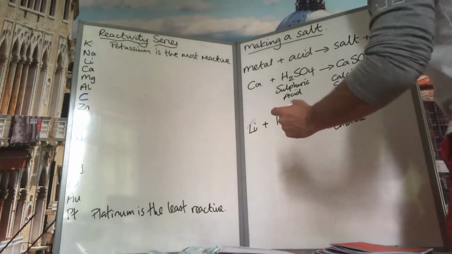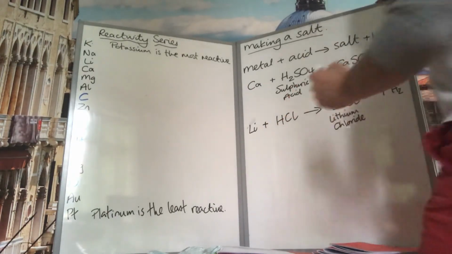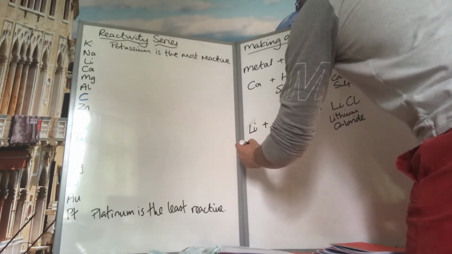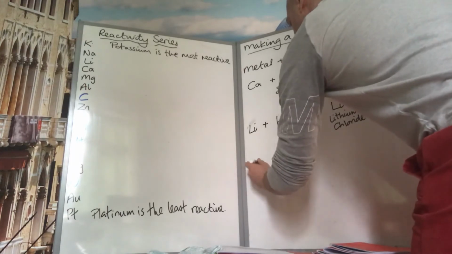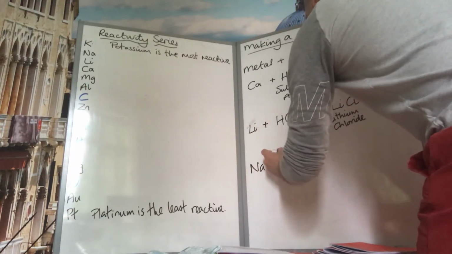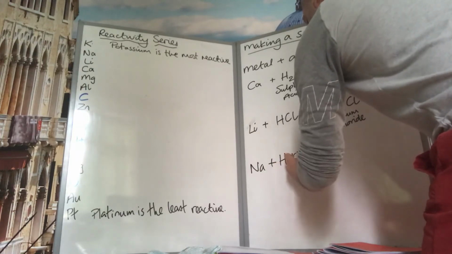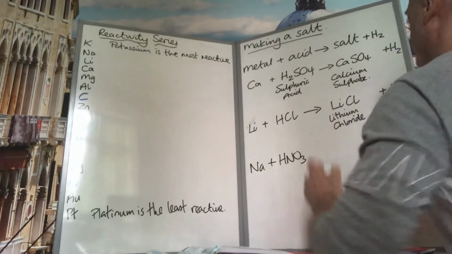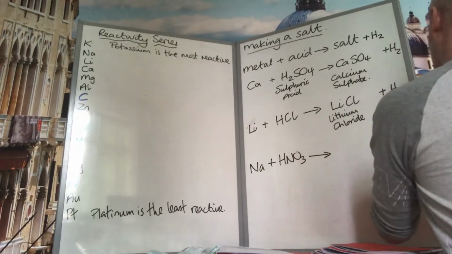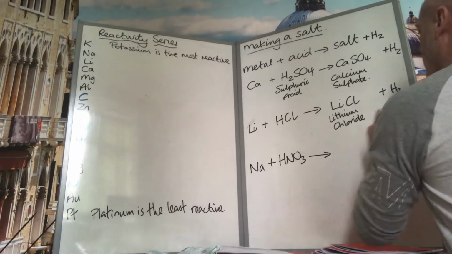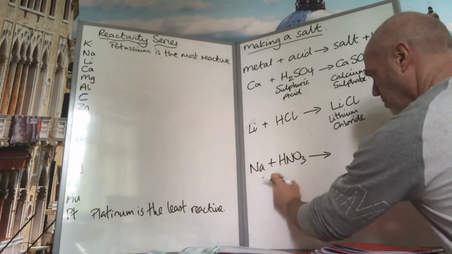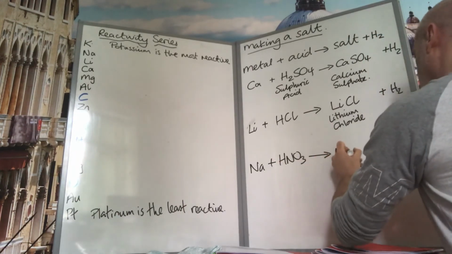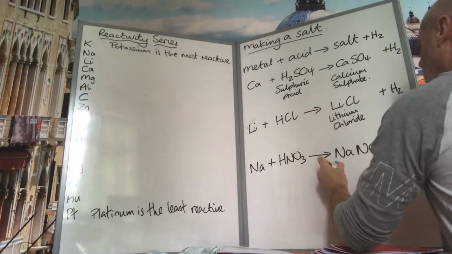Okay, the last one you're going to need to know is nitric acid. Let's react sodium plus nitric acid, HNO3. Okay, and in this case, we're going to produce the hydrogen, we know that, so we put it in, and then we've got to name the salt. So sodium pushes the hydrogen out, it displaces it, takes its place. So it produces sodium nitrate.